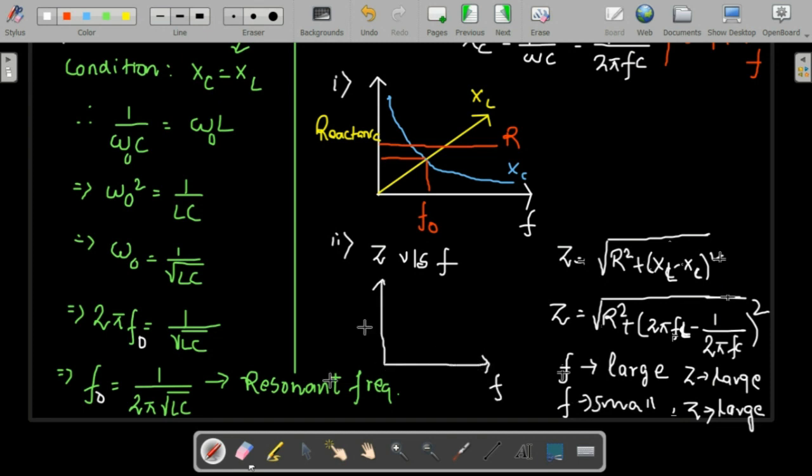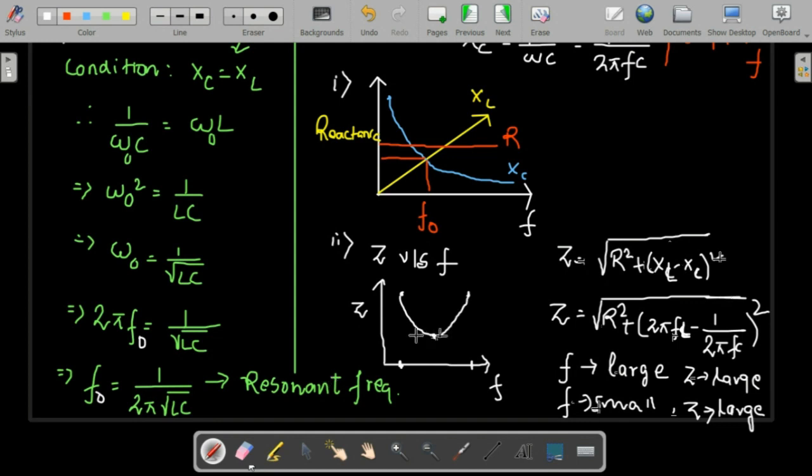between f and Z? We know that if f is small, Z is large. If f is large, Z is still large. And in between somewhere you are going to get the minimum value of impedance, when these two factors, XC and XL, are equal. So the graph would look something like this.